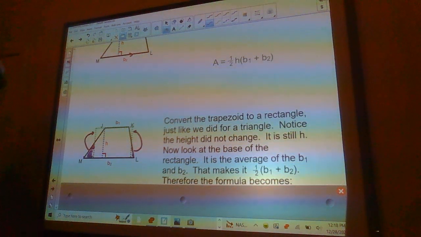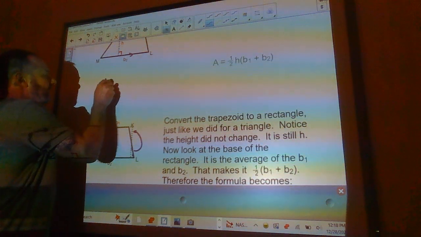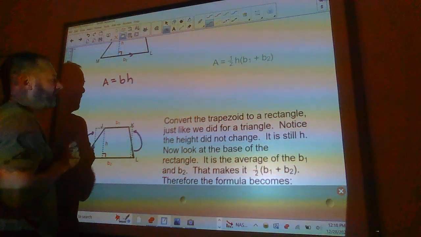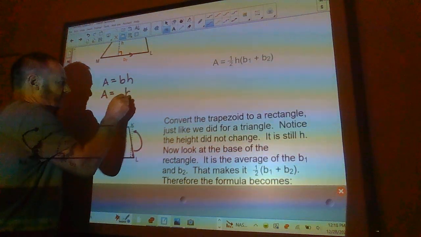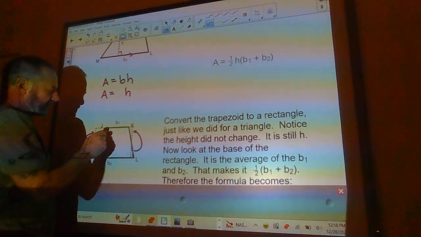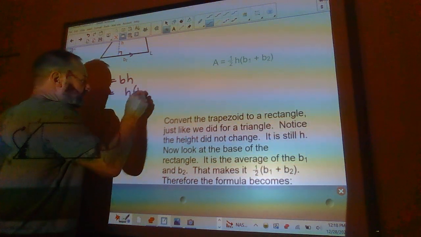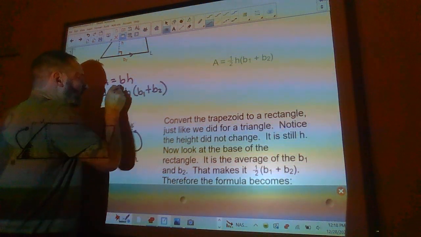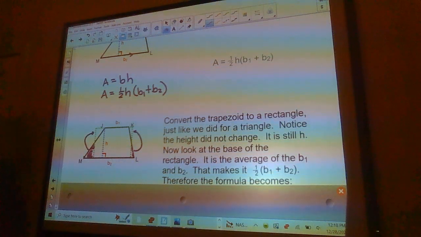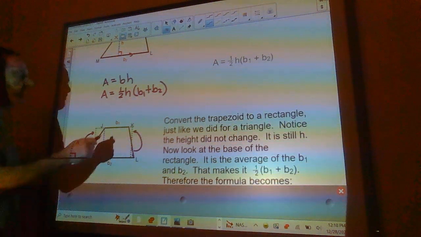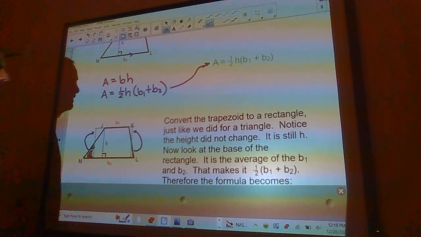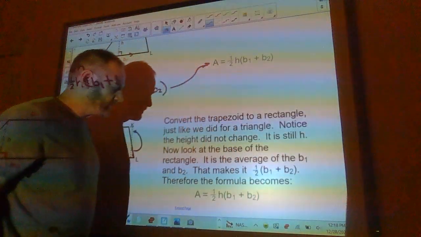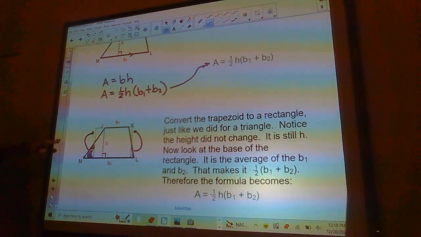Okay, so we end up getting a formula. We start out with the rectangle, okay, and then the height stays the same, but I average the bases, so I take B1 plus B2, and then I take half of that, and this gives me my formula right here for the area of a trapezoid. Okay, so you'll want to be able to use that formula.